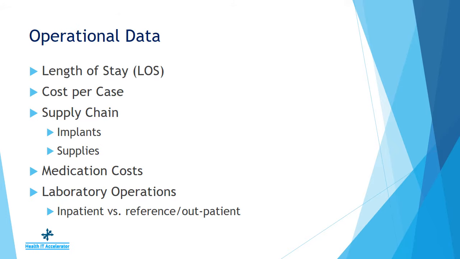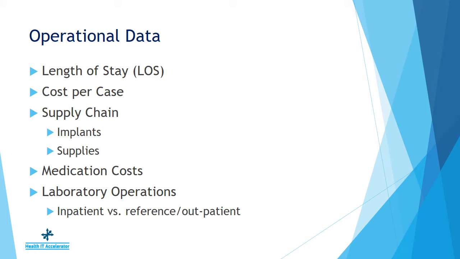So let's talk about operational data, which is what many hospitals are familiar with. The first one is length of stay, or LOS. That has to do with the time that a patient is in the hospital. So that could be based on an average length of stay for all patients, an average length of stay by payer, an average length of stay by diagnosis group or diagnosis, or an average length of stay based on comparing hospitals to hospitals. But it's a very common measure.